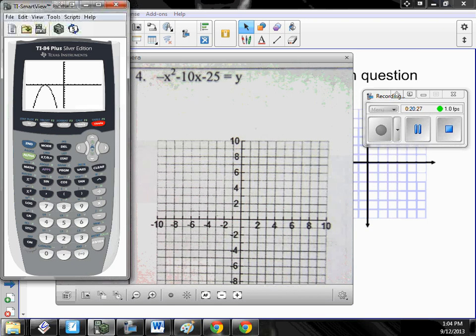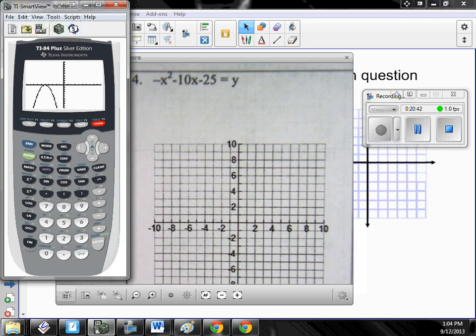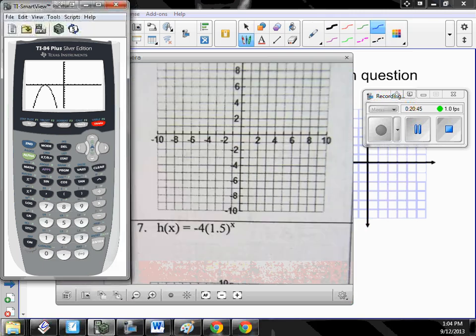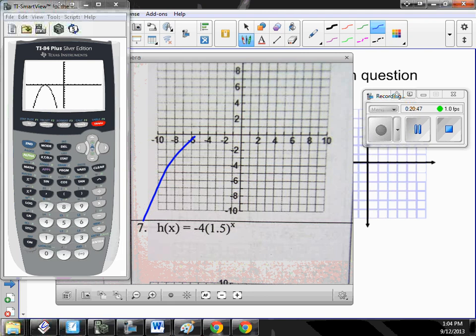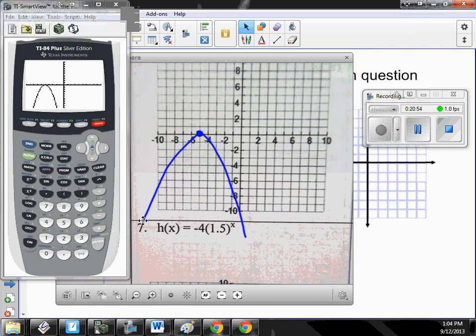When is this graph positive? Never. When is it negative? Is it always negative? Well, this graph comes up, hits -5, and then goes back down. So at -5, is that graph negative? No, because 0 is not a negative number. So it's negative everywhere except x equals -5.